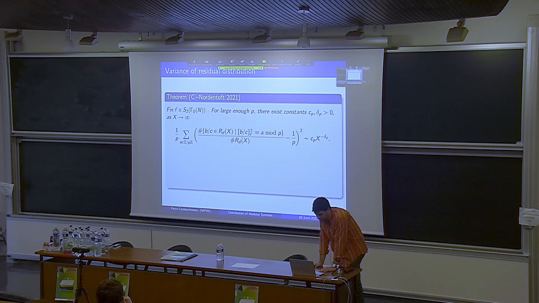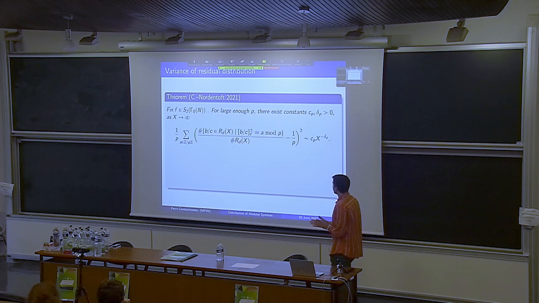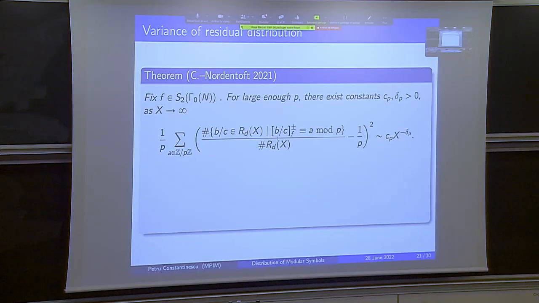This holds for any P. Ah, no, sorry, this does not hold for any P. I don't think we can give a precise bound, but I'll come to it in a few slides. It's important that P is large enough so that we have a good approximation for how the eigenvalues behave. But the idea is that if you fix the level, then there exists a P large enough such that this is true, because then you take X to infinity. Here, X is the variable that goes to infinity.